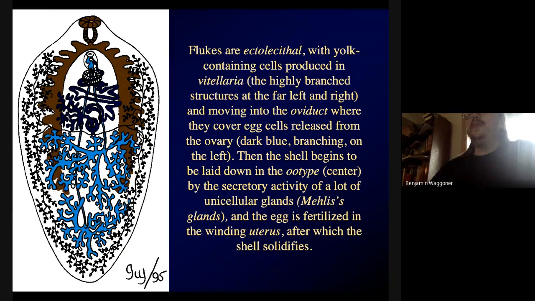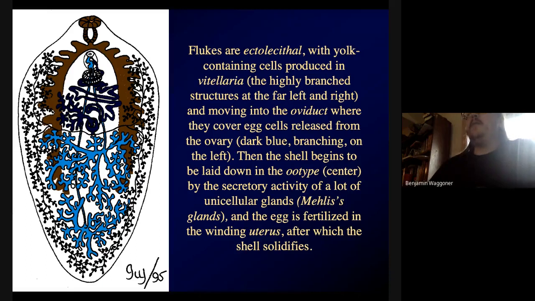Those two ducts feed into a structure called the ootype, which is a round thing, dead center. And to the left of that branching structure that's dark blue is the ovary. The ovary produces the egg cells, of course. The eggs pass into the ootype. The eggs get yolk plastered on them from outside. And then the shell begins to be laid down by activity of a lot of single-celled glands. They're called Mehlis's glands, if you're curious.